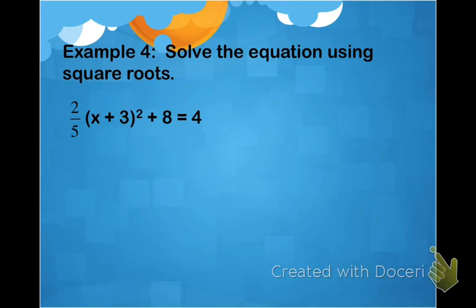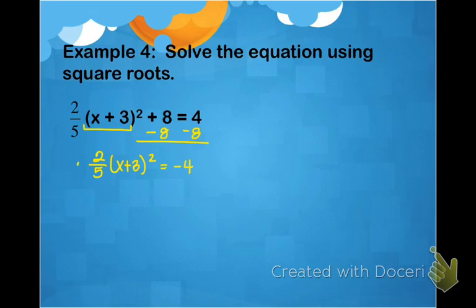Last example, this one just has a whole bunch of steps. This is kind of the most that they could throw at you here, which is why I wanted to show it to you. So let's go ahead and start. Again, we're trying to isolate the squared term. So I'm going to start by subtracting 8 from both sides. That gives me 2/5 times the quantity x plus 3 squared equals negative 4.